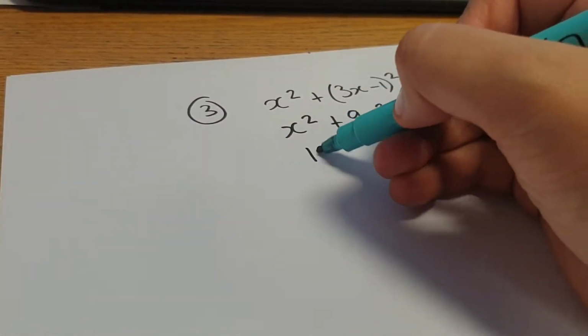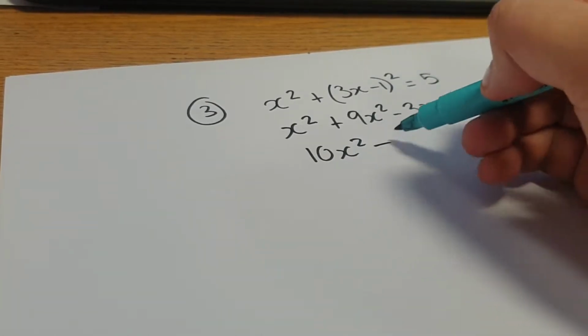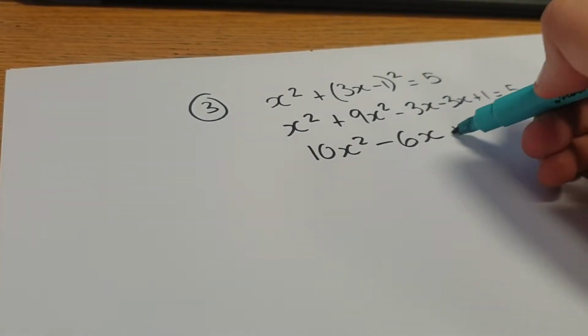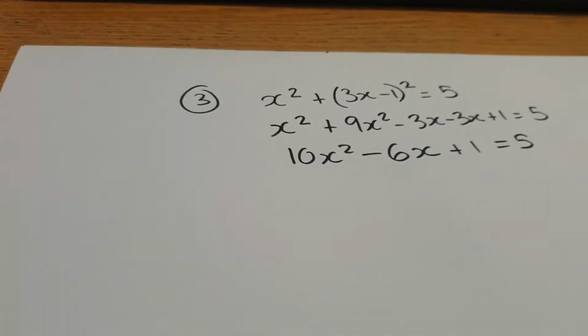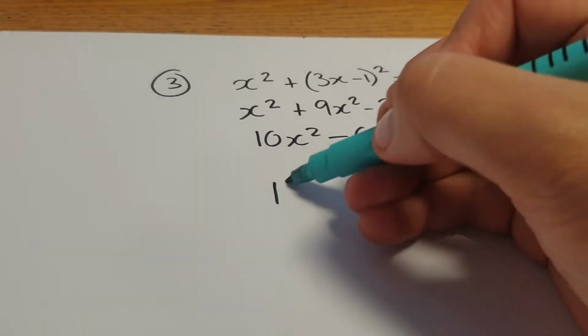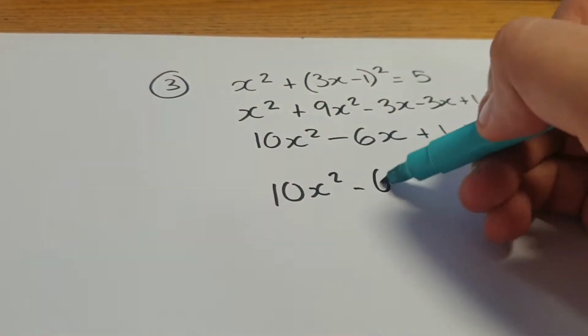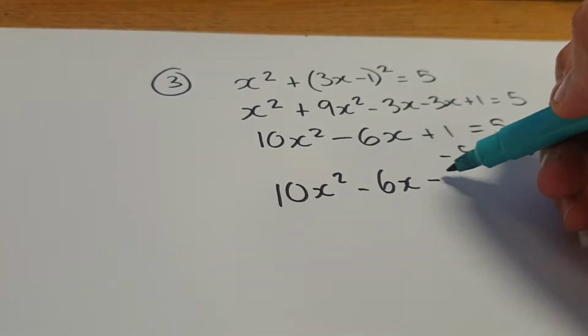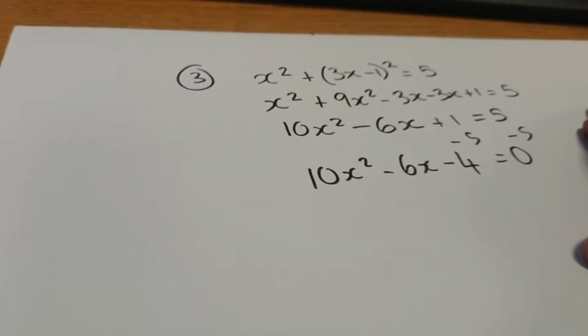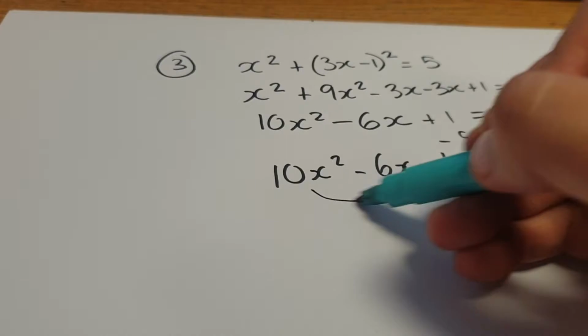So I've got 10x and minus 3x is minus 6x. Plus 1 is 5. Remember, a quadratic equals 1. So we need to minus 5 from both sides, and end up with minus 4. Okay, now I can solve this. So let's see if we can factorize.